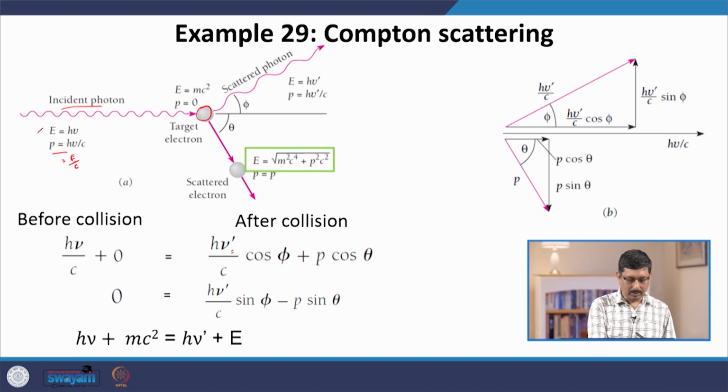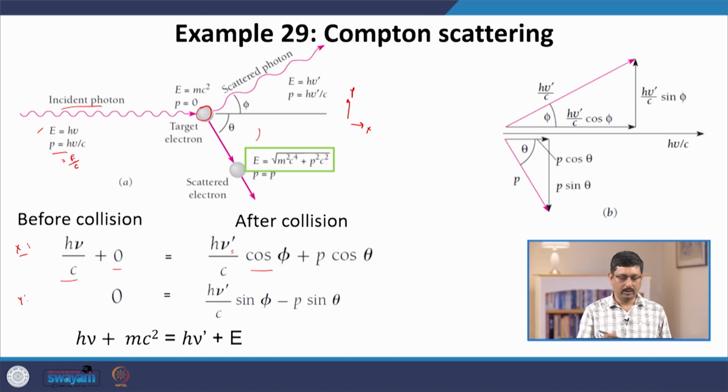Before collision, if we write down the expression for momentum in the x direction, this is the momentum of the photon, which was completely in the x direction, and we are going to assume that the electron was at rest, so this is the momentum of the electron before collision. After collision, the photon is a different photon now, with a different frequency, and it moves in this direction. Its x component is h nu prime divided by c times cosine phi, and the component of the electron's momentum in the x direction is p cos theta. This is my x direction, this is my y direction.